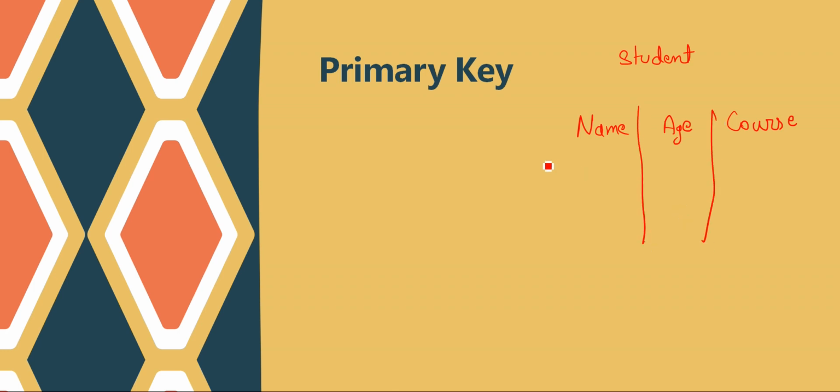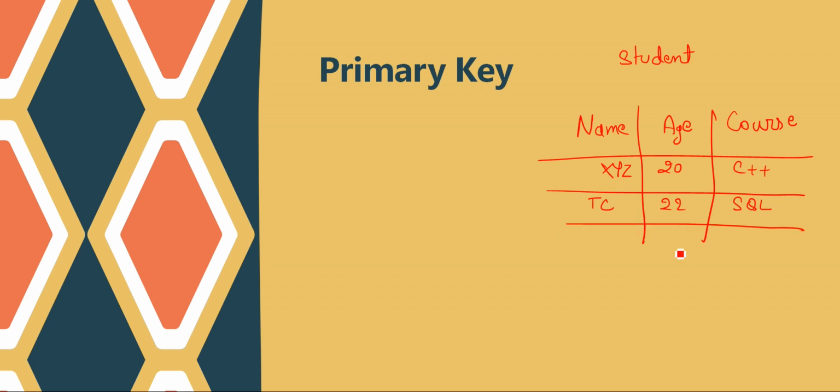Now let's say a student named XYZ came to me. His age is 20 and he wants to learn C++. Okay, I will enroll him. Now let's say another student TC, age is 22 and wants to learn SQL. So I enroll this one also. Now let's say again someone XYZ with the same name. This can happen, right? In this world we have so many people with the same name. So this student is also named XYZ and his age is also 20, but he wants to learn SQL.